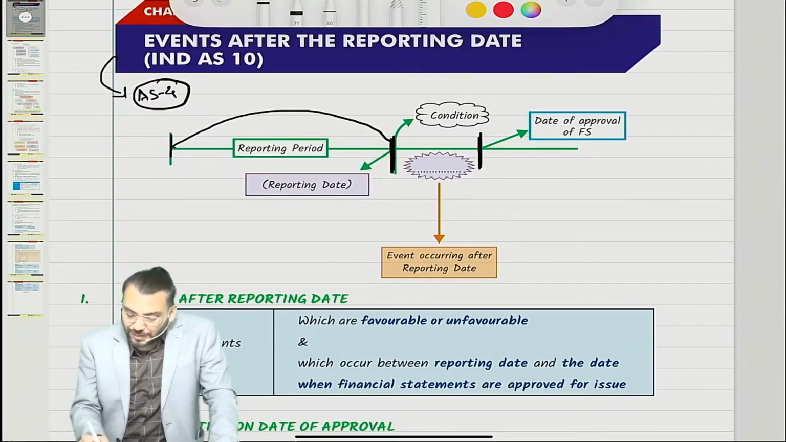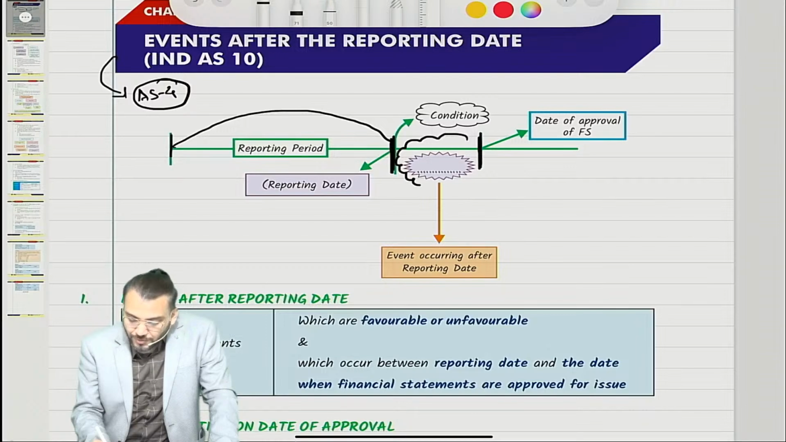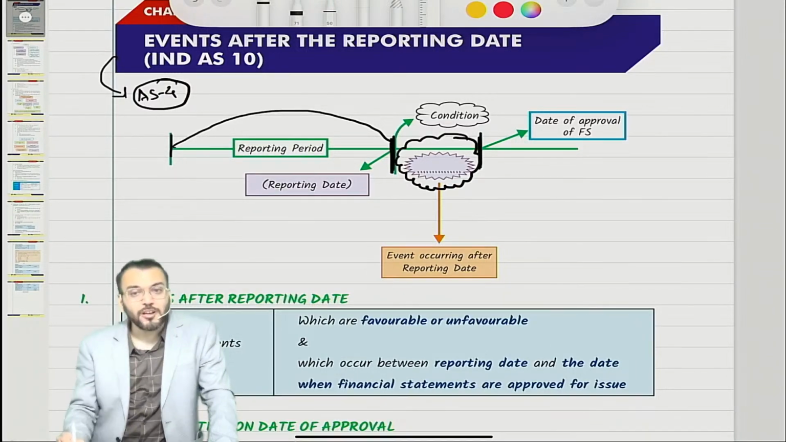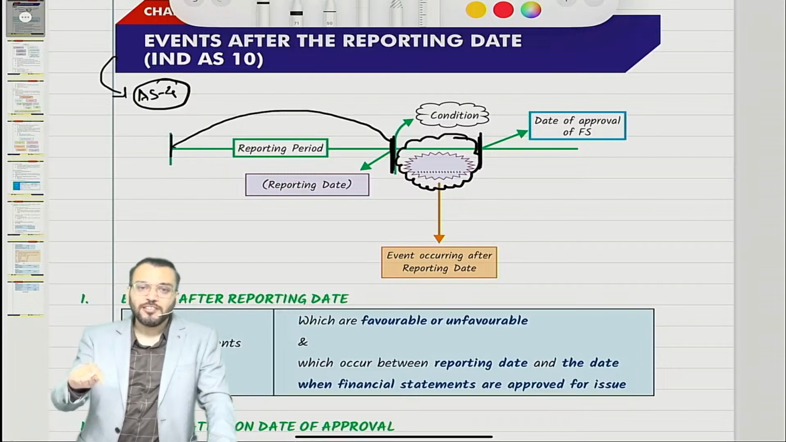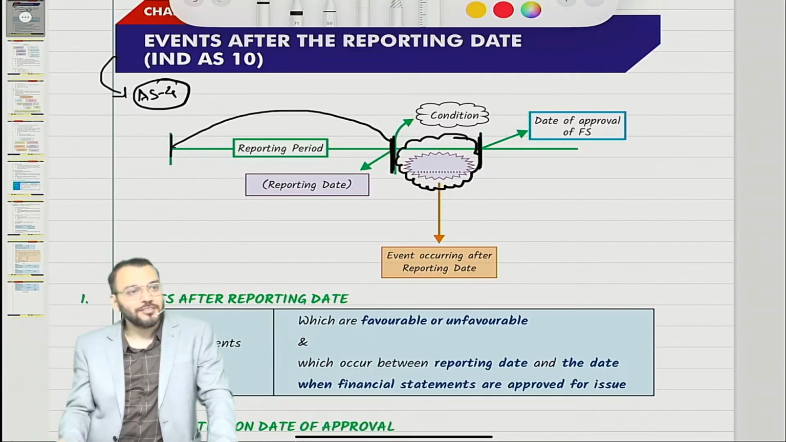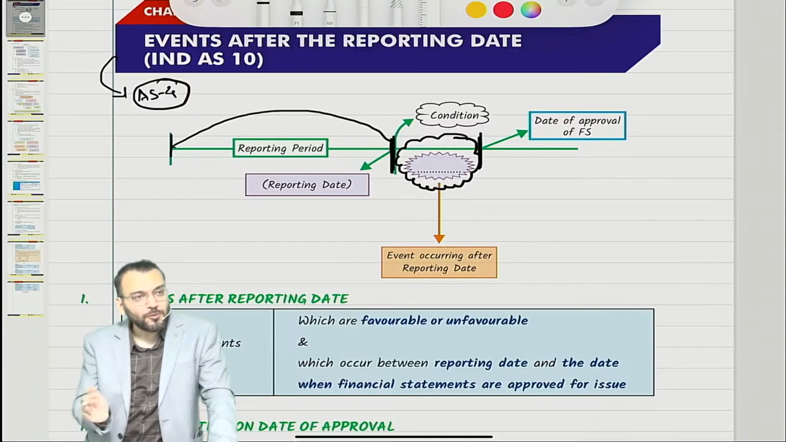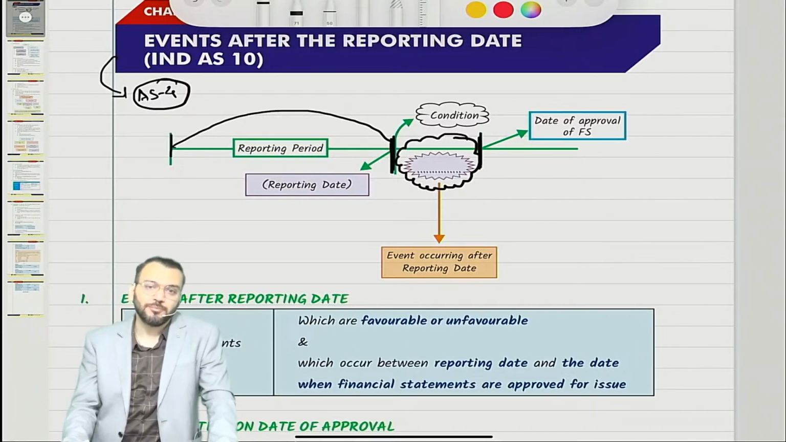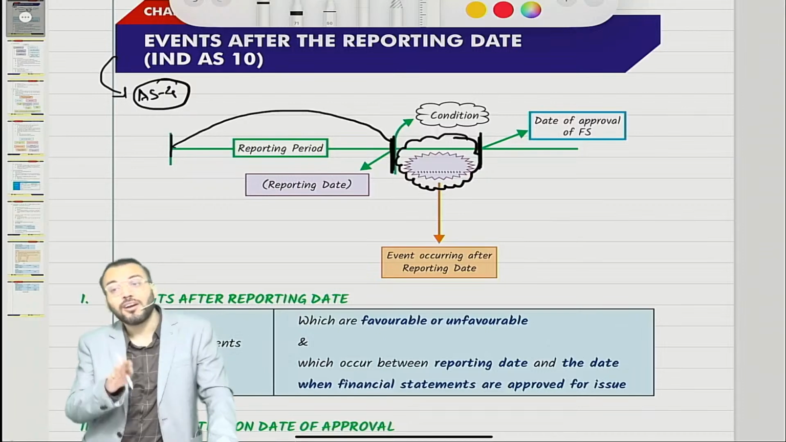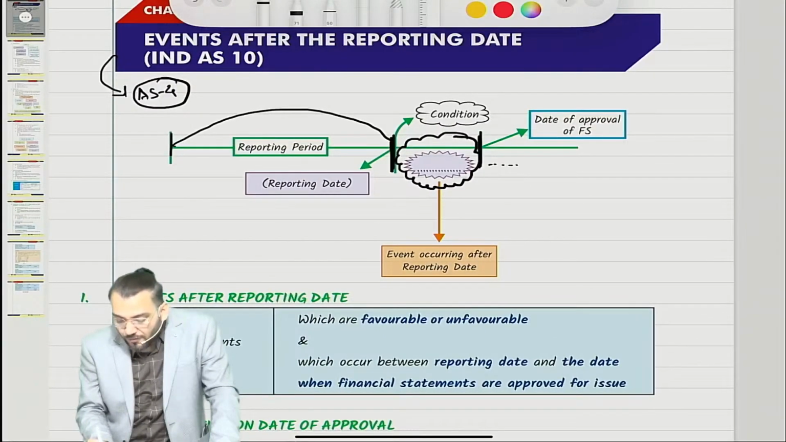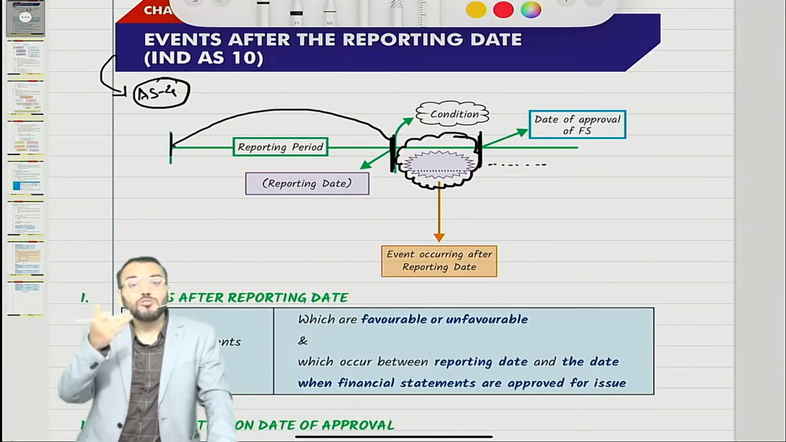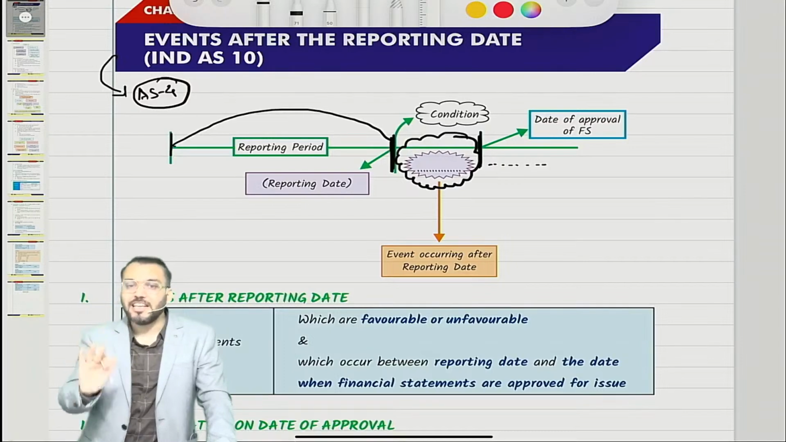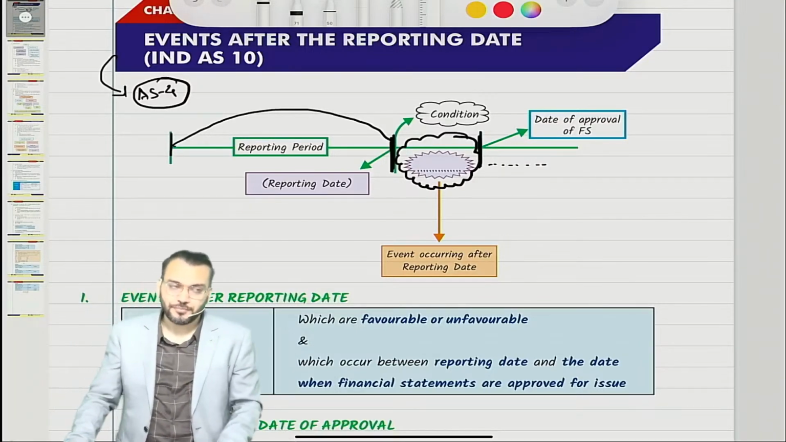Understood? So any event which occurs after the reporting date but before approval of the financial statements will be covered in this chapter. Means what is the scope of this chapter? Any event which occurs after the reporting date but before approval of the financial statements. Any event which occurs after approval of the financial statements is outside the scope of this chapter, meaning Ind AS 10 is not applicable.